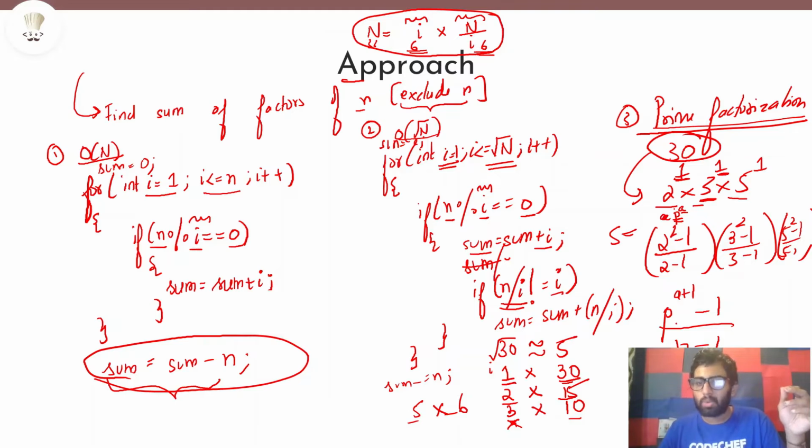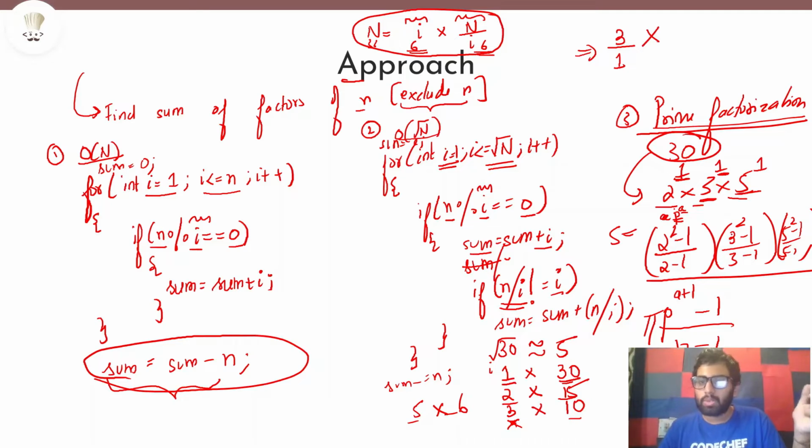So if you follow this, what will you get? p power a plus 1 minus 1 by p minus 1. That is 3 square minus 1 by 3 minus 1. Similarly 5 power 1 you have here. So it's 5 square minus 1 by 5 minus 1. You find the product of all these, and what will it be in this case? Let me just write it here. 2 square minus 1 is nothing but 4 minus 1, that is 3. Now 2 minus 1 is just 1.